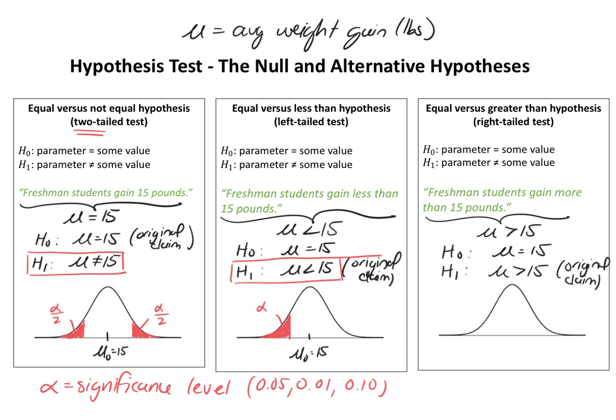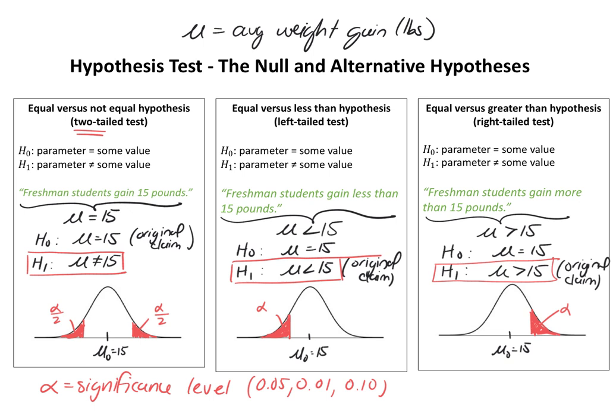In a situation where the alternative hypothesis contains the greater than symbol, this means that our significance level is going to be in the right tail. So our critical region is going to be in the right tail, where that shaded region is all of alpha. And again, our null hypothesis value is always at the center.